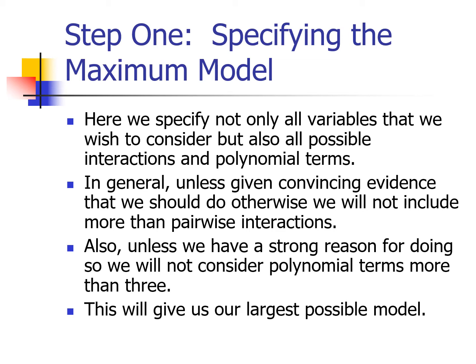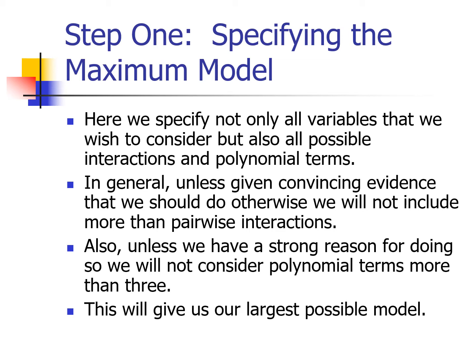Again, this is my suggestion. You might find counter suggestions from other colleagues, from future coworkers, from different textbooks. But for this class, I'm going to recommend that unless given convincing evidence to the contrary, not to worry about anything more than pairwise interactions. That is, interactions between just 2 variables. Don't worry about 3-way or 4-way or 5-way interactions. Also, unless you have strong reasons, don't consider polynomial terms more than order 3.